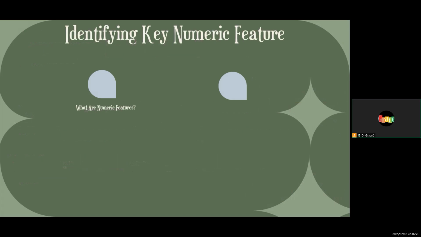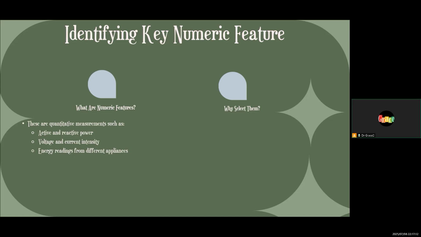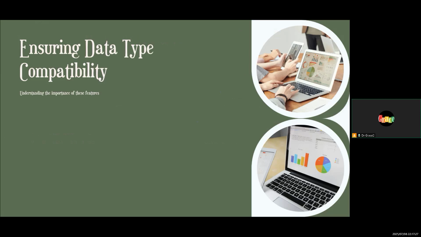Now, we need to identify the key numeric features. What are numeric features? First, there are quantitative features such as active and reactive power, voltage and current intensity, and energy readings from different appliances. Next, why are we selecting them? Feature engineering starts by choosing the important numerical attributes, also considered as characteristics or variables that contribute to prediction or classification tasks. We need to ensure data type compatibility.